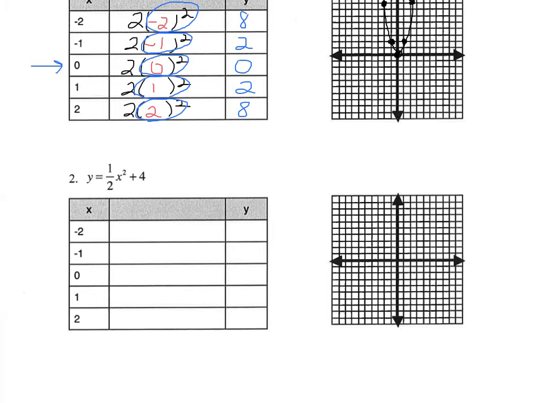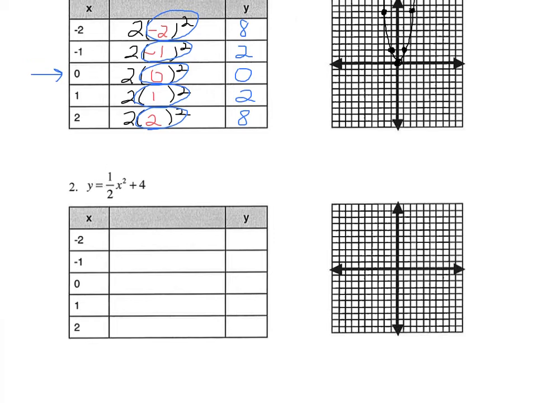Alright, in this second one, I don't want you to get hung up on the fact that we have a fraction in there. It's really no big deal. So in each one of these 5 rows, let's write down what we're going to be dealing with. We have 1/2 times something squared plus 4. And I'm going to write that down a few more times.